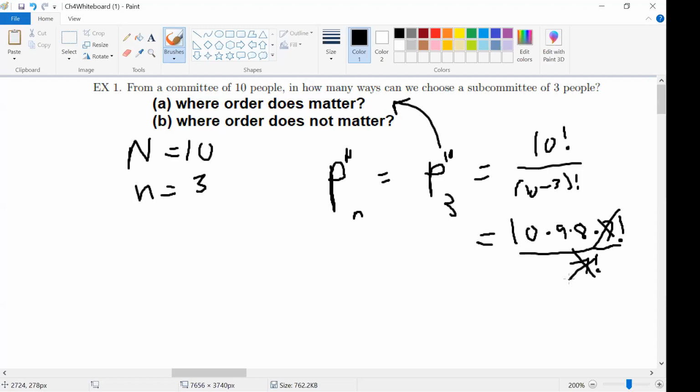You're going to want to do this when you get to the really big numbers. You could have done this with your calculator, that's fine. But when you get to 20 factorial, 30 factorial, your calculator can't handle it. It's too big. These get really big really quickly. So we should have 10 times 9 times 8. 9 times 8, 72 times 10. We have 720 possible ways.